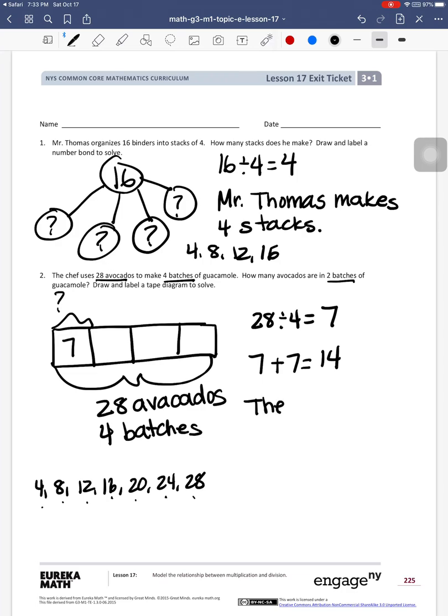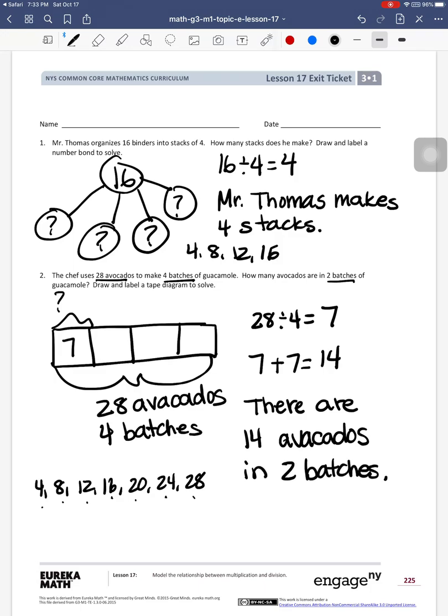So there are 14 avocados in 2 batches. Yummy. I love guacamole. I wonder if you do too.